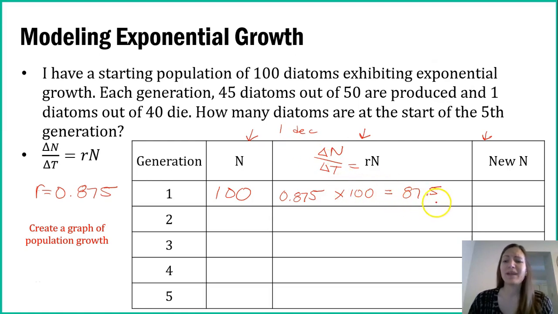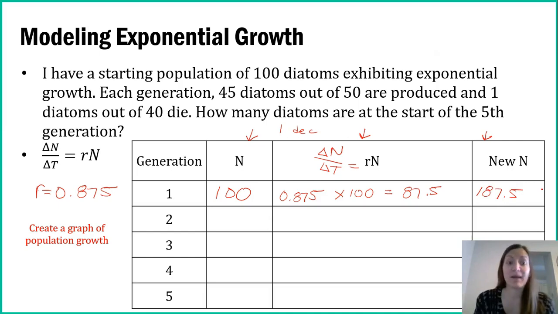Anyway, so we got this 87.5. Now, this is not our new population. Remember, 87.5 is the change in population over time, in this case, over 1 generation. So if my population changed by positive 87.5, what's my new population? And this is just looking at N. I had 100 individuals. I just now added 87.5 individuals. So I very simply just add these together. So 100 plus 87.5 is 187.5.